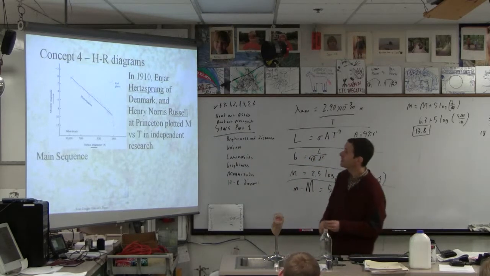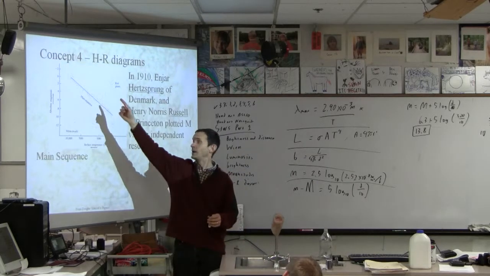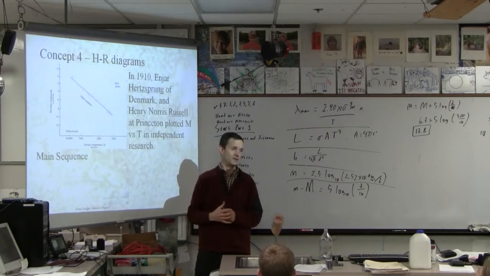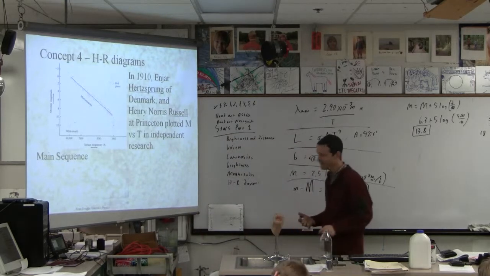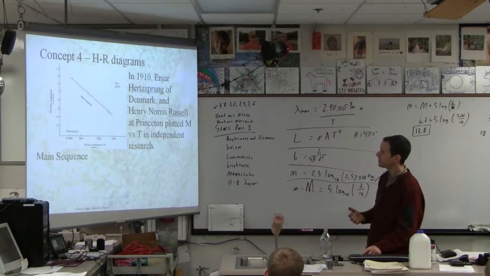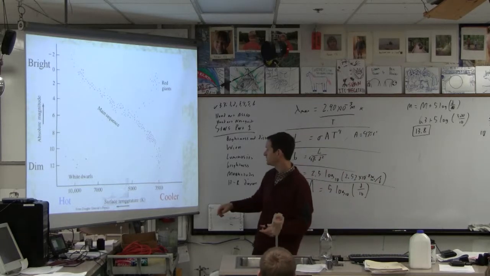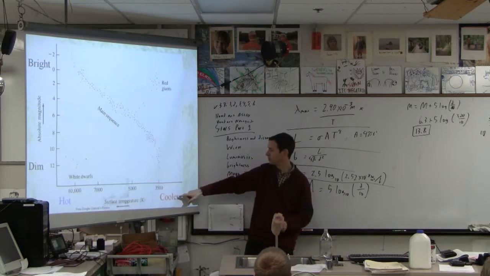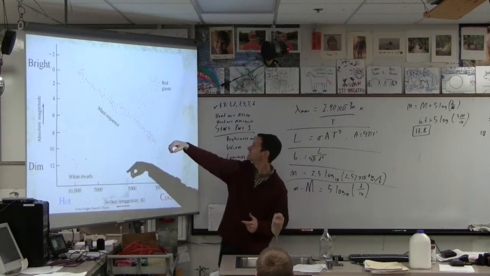Okay? Notice that most stars fall on a little band, and this band is called the main sequence. And that's because it is the main sequence for the stars. Now this lets us do, oh, here we go. So this is hot, this is cooler. Notice that I've made hot blue and cooler red. Okay. That's bright, that's dim.